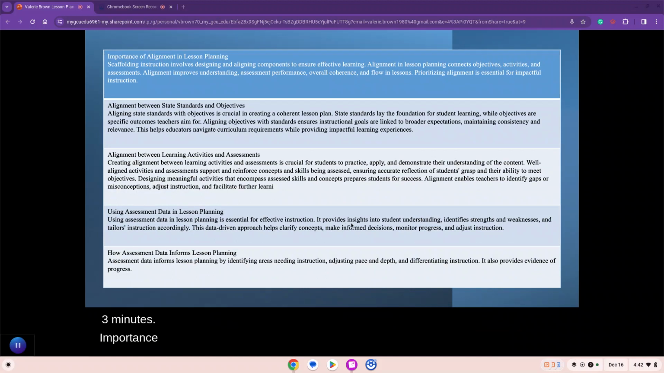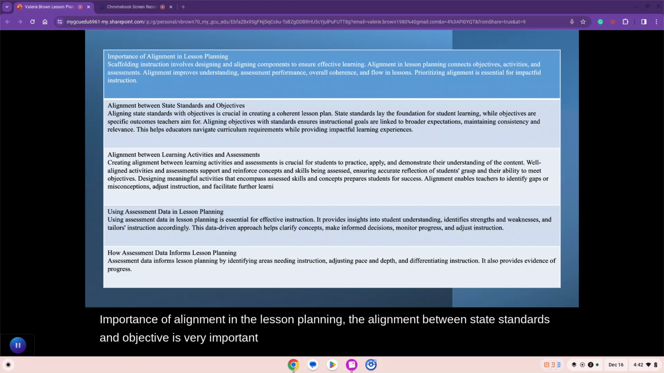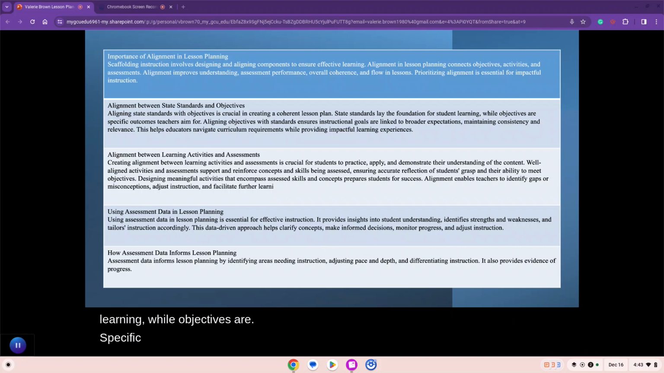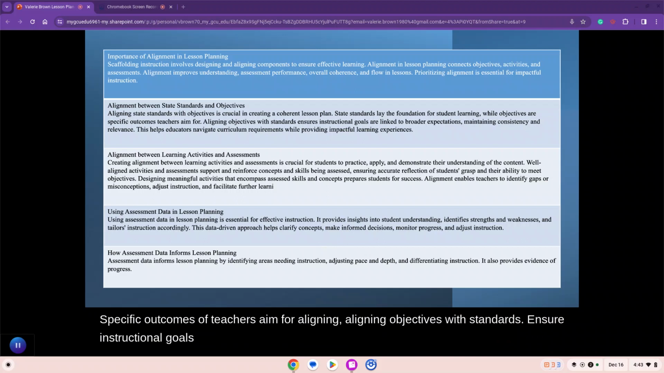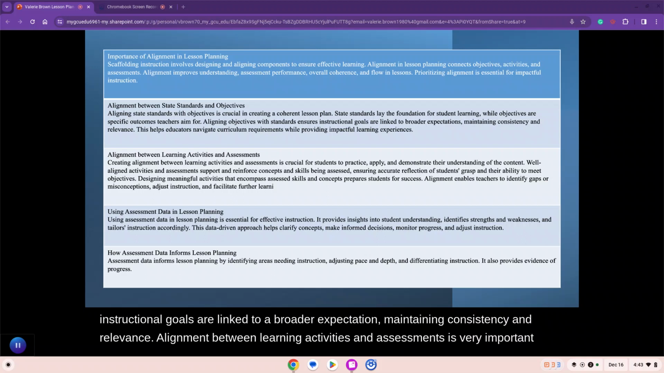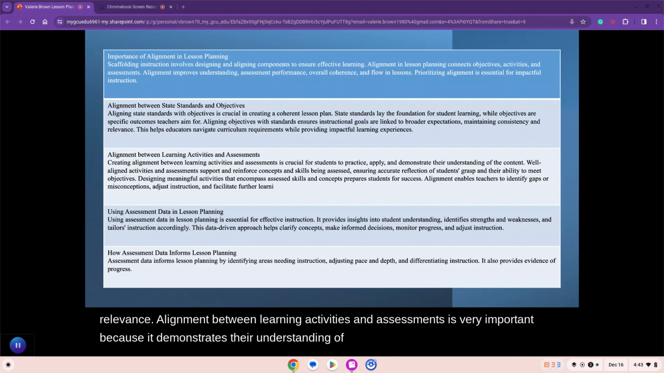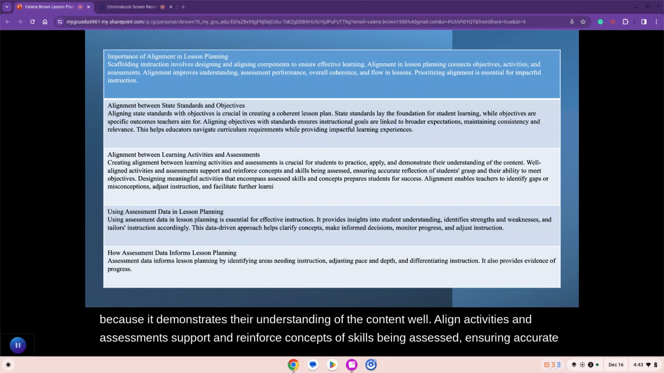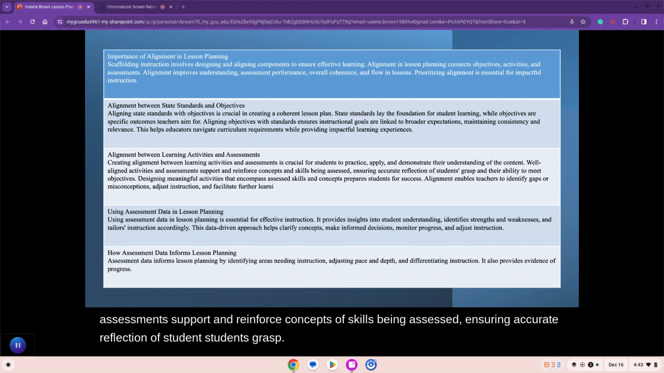Importance of alignment in lesson planning. The alignment between state standards and objectives is very important because the standards lay out the foundation for student learning, while objectives are specific outcomes the teachers aim for. Aligning objectives with standards ensures instructional goals are linked to a broader expectation, maintaining consistency and relevance. Alignment between learning activities and assessments is very important because it demonstrates students' understanding of the content. Well-aligned activities and assessments support and reinforce the concepts and skills being assessed, ensuring an accurate reflection of students' ability to meet the objective.